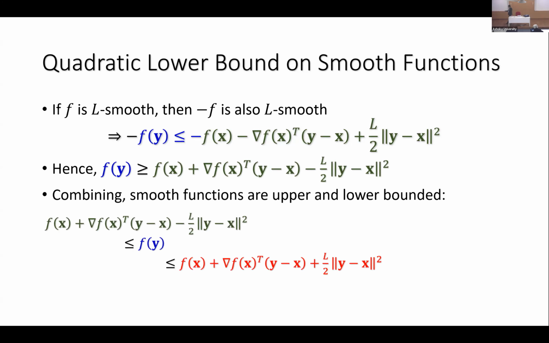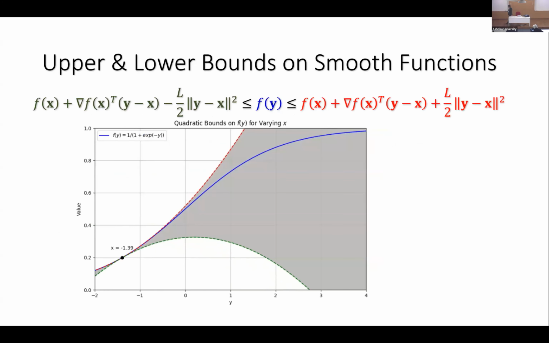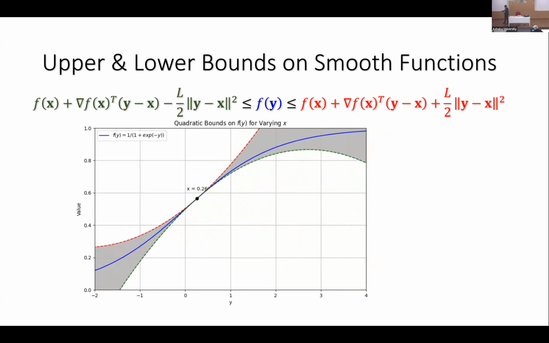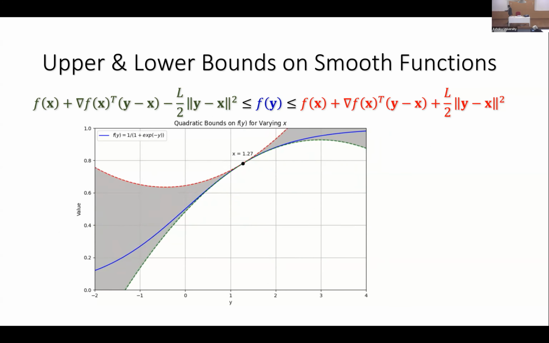Smooth functions are upper and lower bounded by quadratic functions. Right, this is a nice animation. Essentially, I am calculating the red one, which is the upper bound, and the green one, which is the lower bound, for this function at every point. This function is 1 by 1 plus x plus minus y.